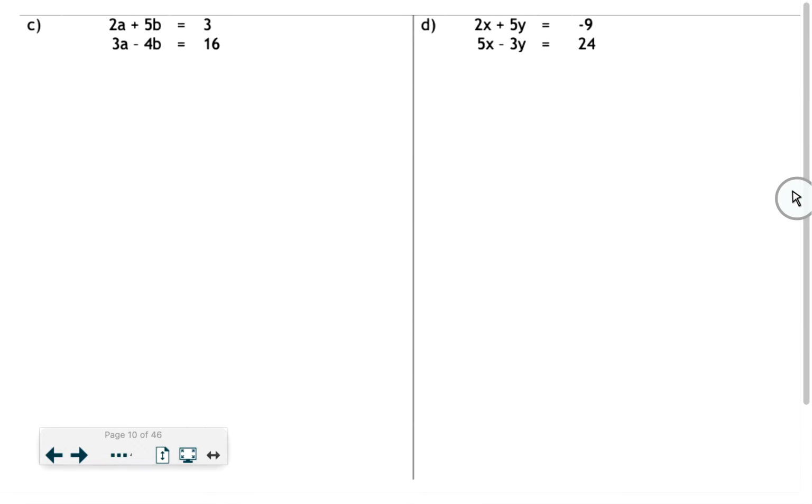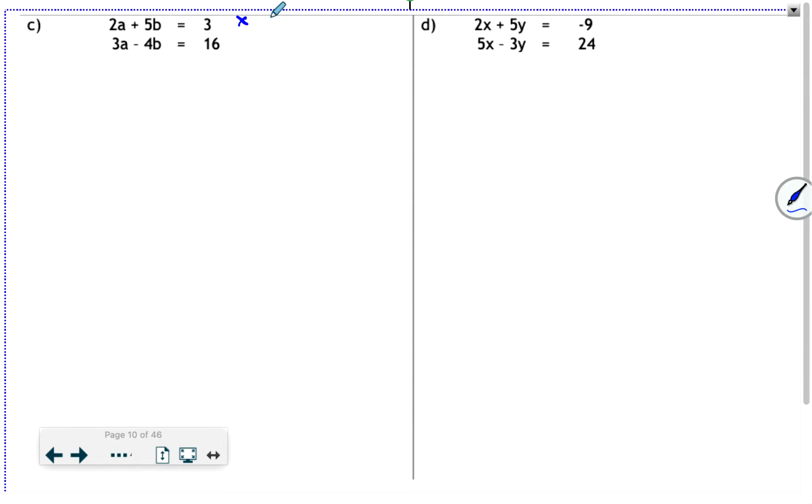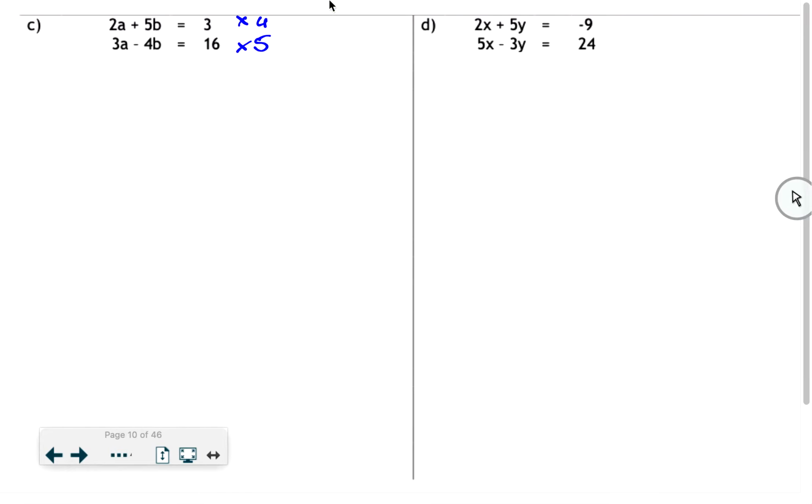Move this down a bit. So I'll multiply the top equation by 4 and the bottom equation by 5. Let's do that. Remember, write out your full system again. So it gives me 8a plus 20b is equal to 12.